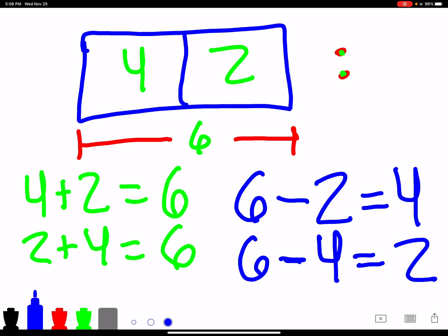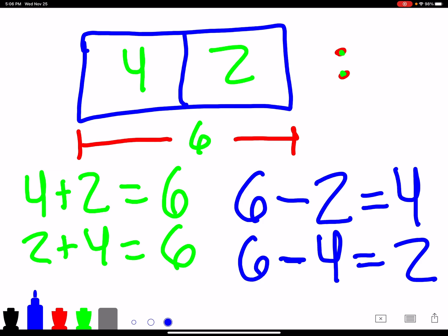And look how we used all of our numbers. We did 4 plus 2 equals 6, and we did 2 plus 4 equals 6. And then we did 6 minus 2 equals 4, and then 6 minus 4 equals 2. And that's our entire fact family, okay?